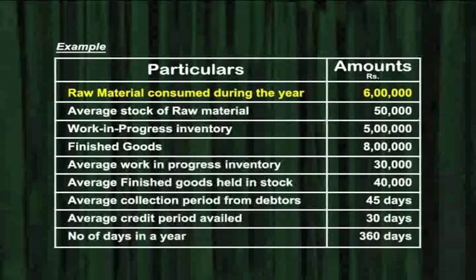First of all, the figure given is raw material consumed during the year 6 lakhs. Then the figure given is average stock of raw material 50,000. Third one is work in progress inventory 5 lakh. Then finished goods are given as 8 lakhs and average work in progress inventory is 30,000 and average finished goods held in stock is 40,000.